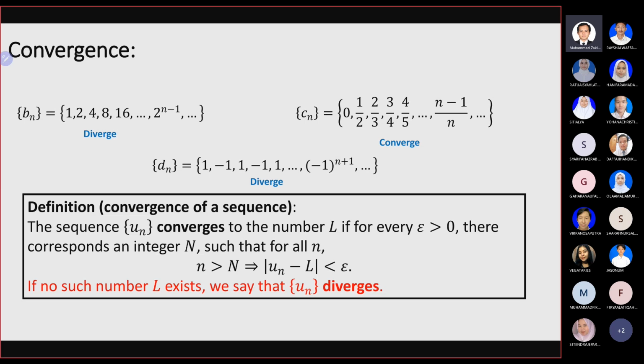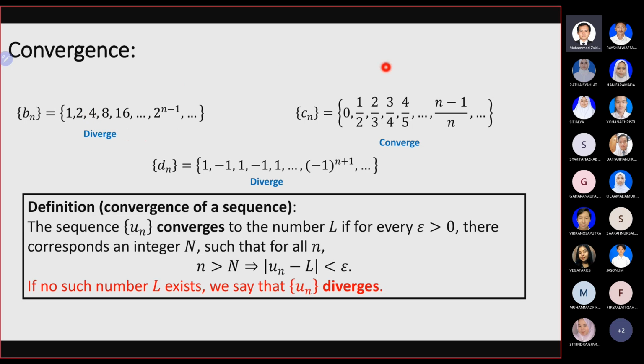And what we are talking about today is mostly about convergence. What is a convergent series? What is a divergent series, and so on? First, let's take a look at this sequence Bn. The sequence Bn goes from 1, 2, 4, 8, 16, and so on with the rule 2 power n minus 1. And if n goes to infinity, the value of Bn will tend to infinity. Then we say in this case that the sequence diverges.